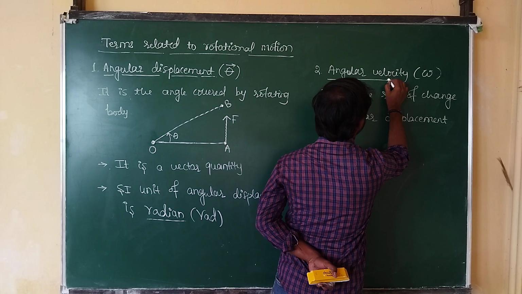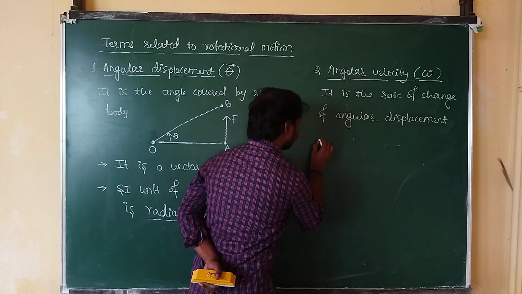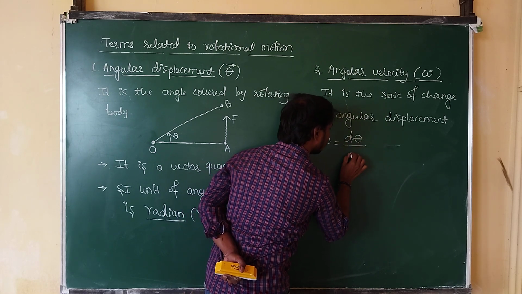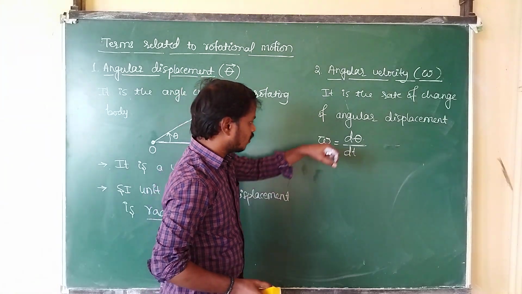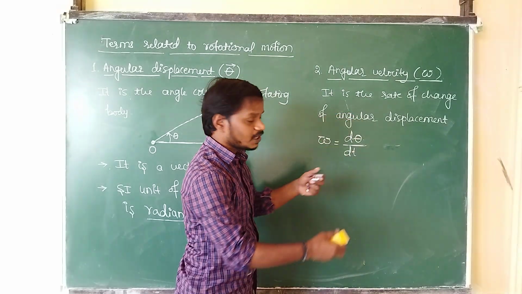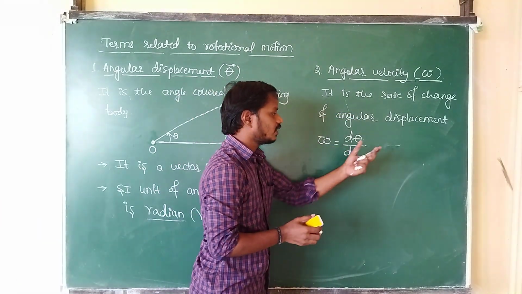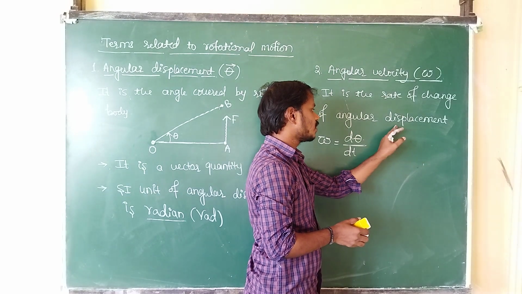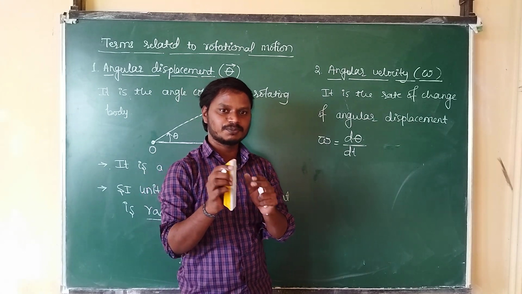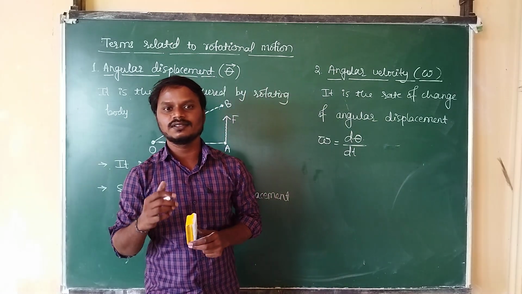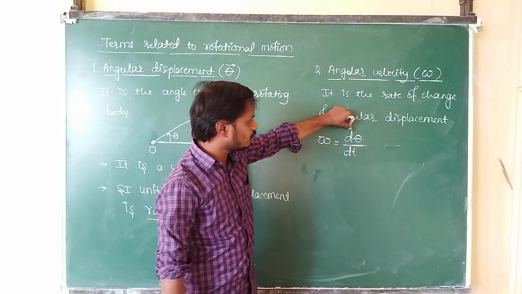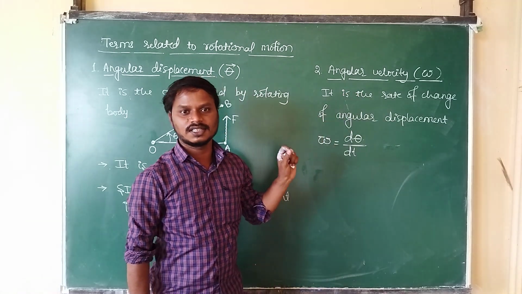Now, what is the mathematical expression for angular velocity? Usually angular velocity is represented by omega. Then omega is equal to the change in angular displacement with respect to time. So there is a change in angular displacement in a particular direction, as already shown in the diagram, from A to B, B to C, C to D. So what is angular velocity? Once again, angular velocity is nothing but the rate of change of angular displacement.